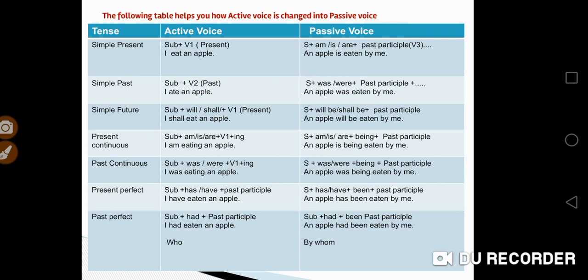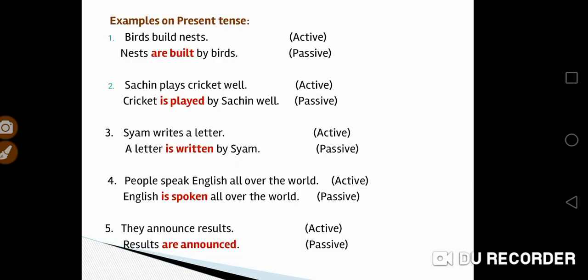Present perfect, I have eaten an apple. An apple has been eaten by me. Past perfect, I had eaten an apple. An apple had been eaten by me. Who changes into by whom.